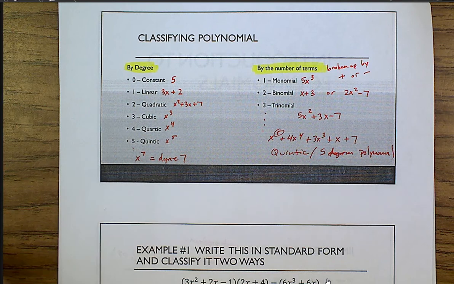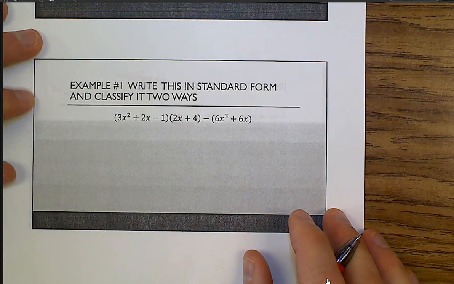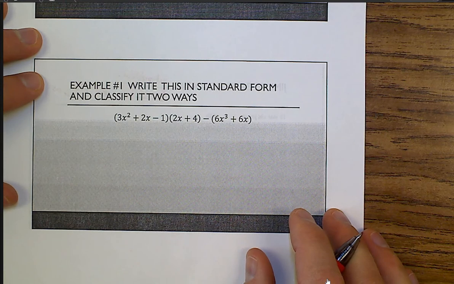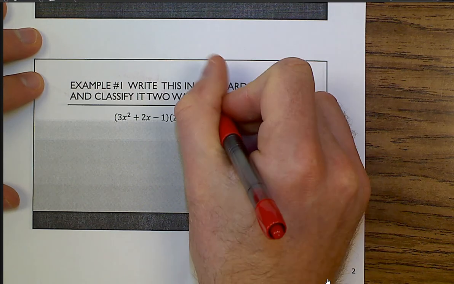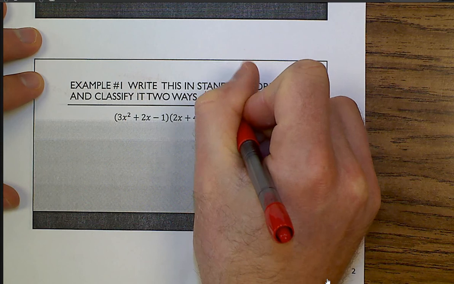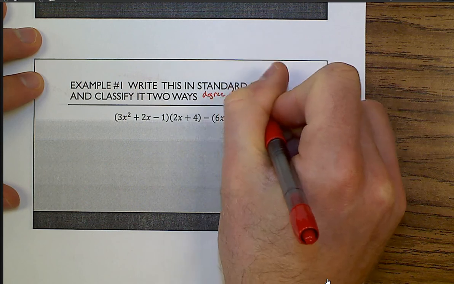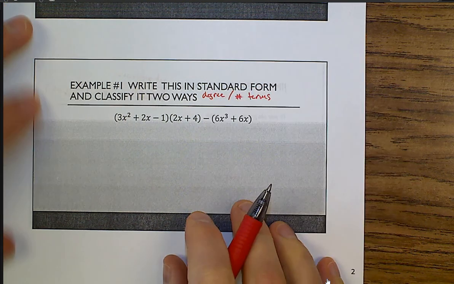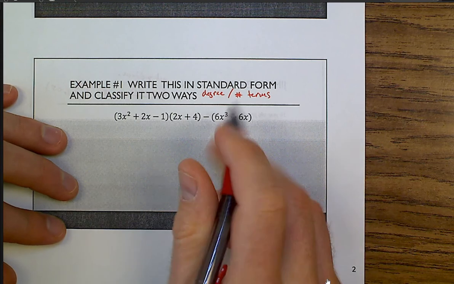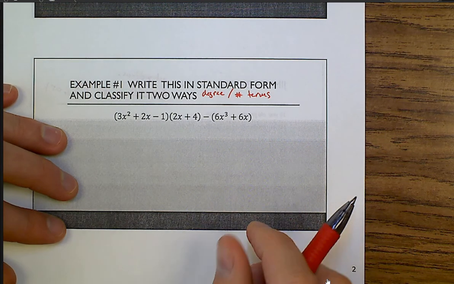So we're going to do that right now with some examples. It says write in standard form and then classify 2 ways. In 2 ways, I mean by degree and by the number of terms, which we just talked about. So we're going to have to do some math here. Why don't you hit pause and try this one and see what you come up with.